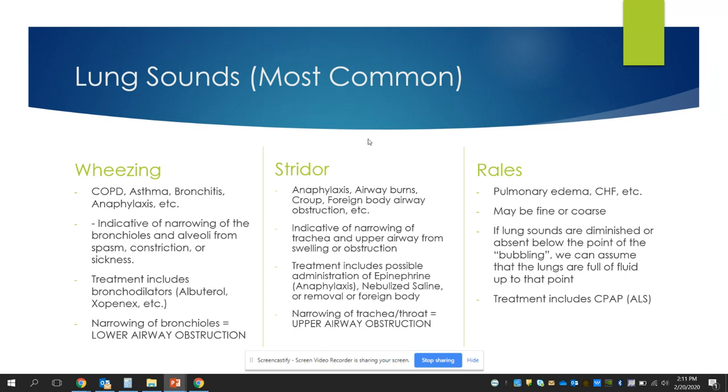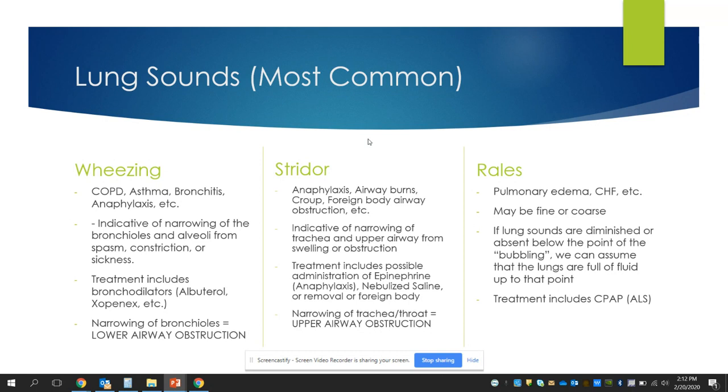So if a person is having wheezing, that could be indicative of COPD, asthma, bronchitis, or anaphylaxis. And basically what that means is that the alveoli and the bronchioles are constricting. All right, so something is causing them to constrict, and that could be from a spasm, it could be from chronic sickness. It just really depends on what's going on, and the general treatment here includes bronchodilators or something like albuterol treatments. So remember that this narrowing of the bronchioles is a lower airway obstruction.